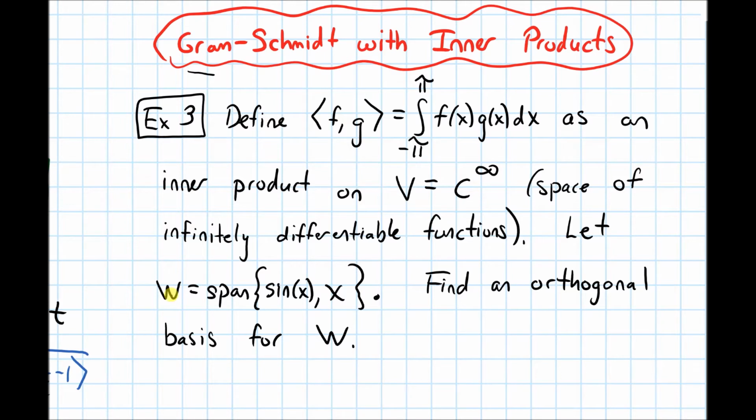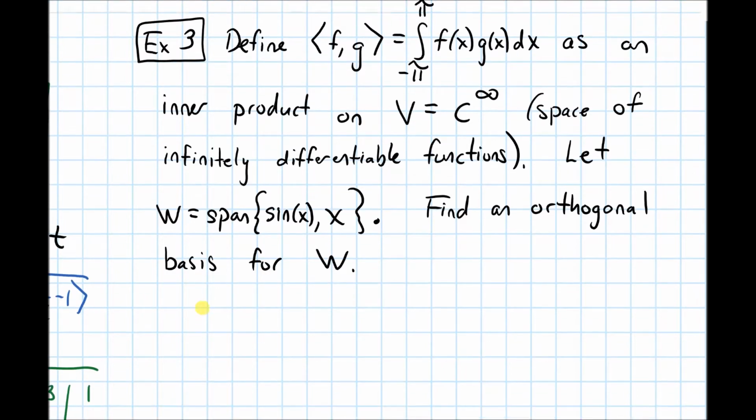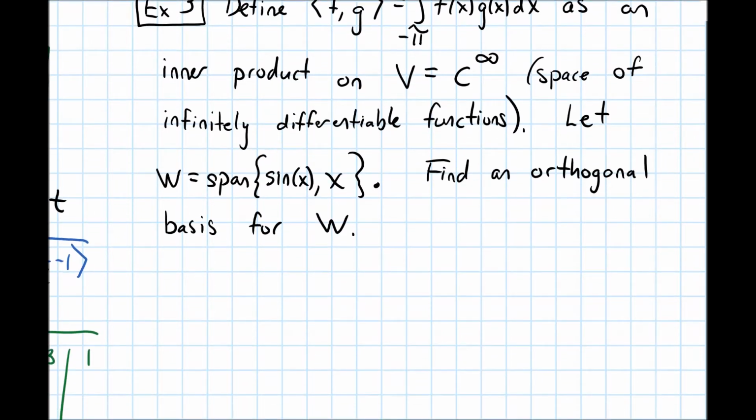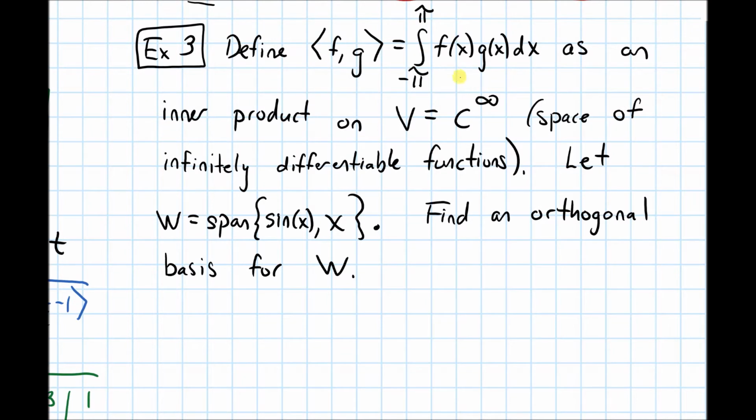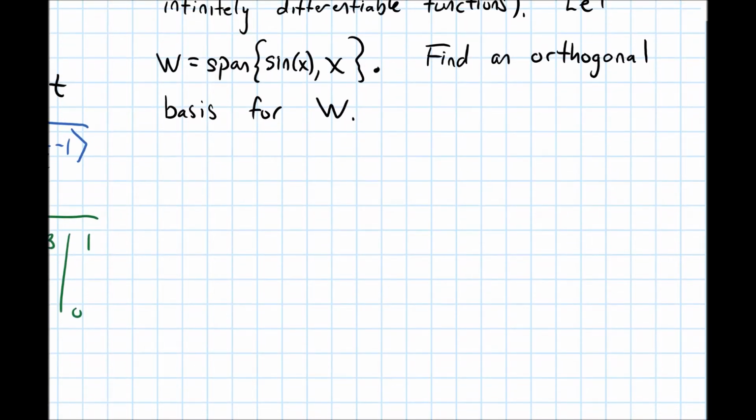If we let W be the span of sine x and x, we want to find an orthogonal basis for W. That is the problem that we're tasked with. Before we get into doing this, at some point we're going to need to do some integrals, some antiderivatives. So I want to do a brief review of even and odd functions because they're going to show up and help our computation.